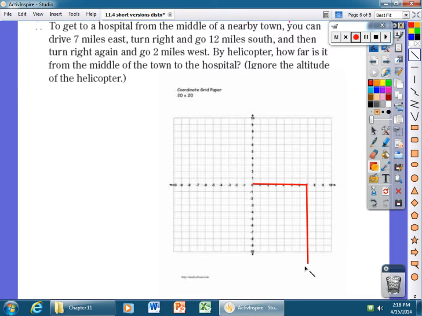And then I'm going to go back 2 miles west. So here I am right about here. Now, taxi cab distance, 7 plus 12 is 19. 19 and 2, it would be 21 miles. But what if, instead of having to go on the street, I could fly in a helicopter? I would be going from here down to here.